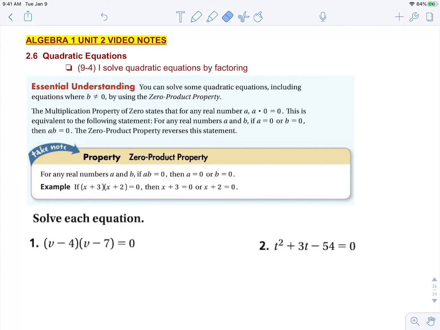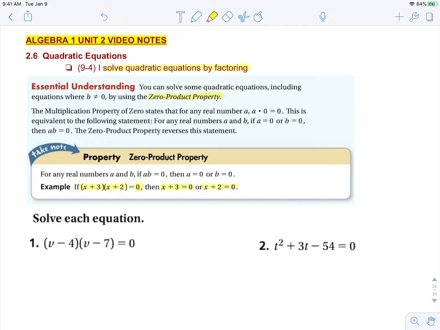Okay, now we are going to try another method for solving quadratic equations, and this is called solving quadratic equations by factoring. What we're going to use when we factor is the zero product property. If we have two quantities that multiply and equal 0, that means either the first quantity equals 0 or the second quantity equals 0.